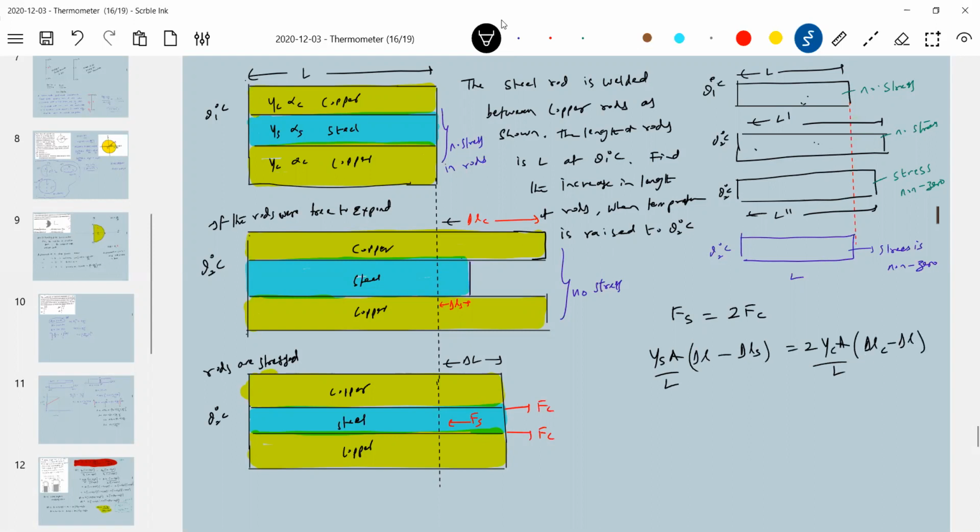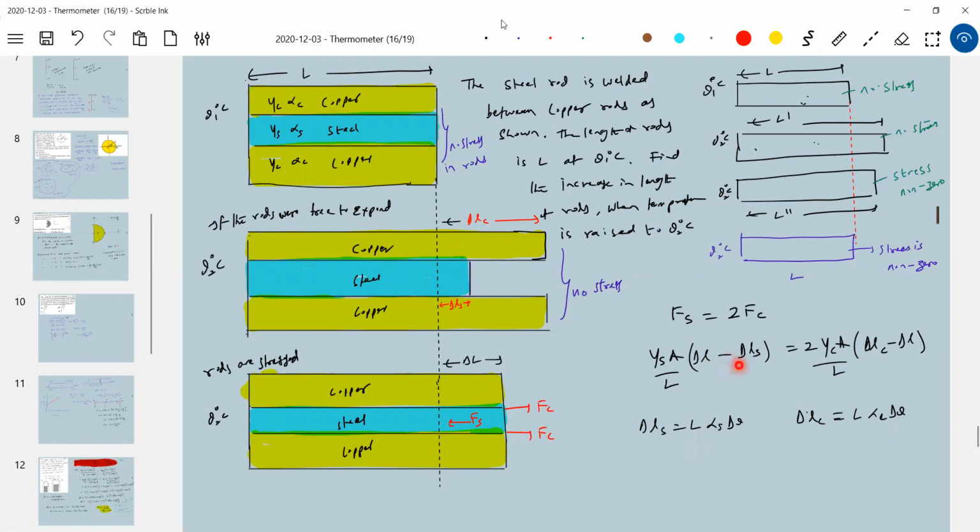now you have to ask the question. What is delta Ls? L alpha_s delta theta. What is delta Lc? L alpha_c delta theta. Are you seeing here only? I wrote: if the rods were free to expand, the increase in length of the copper rod would have been this much. And the increase in length of the steel rod would have been this much.